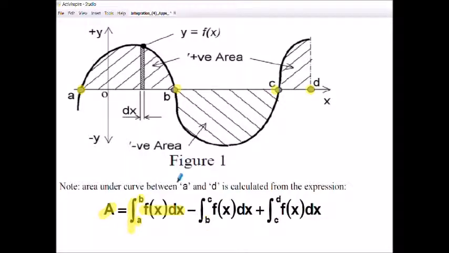We have to integrate the function of x with respect to x between b and c to get the area between b and c. But notice I made it negative outside here because I have a negative area. So the integral between b and c will give me a negative value. Multiply it by that negative outside, it will give me a positive value. So we'll add it up. The integral between c and d for the function of x will calculate the positive area between c and d. So those 3 integrals in their format shown will actually work out the total area between a and d.